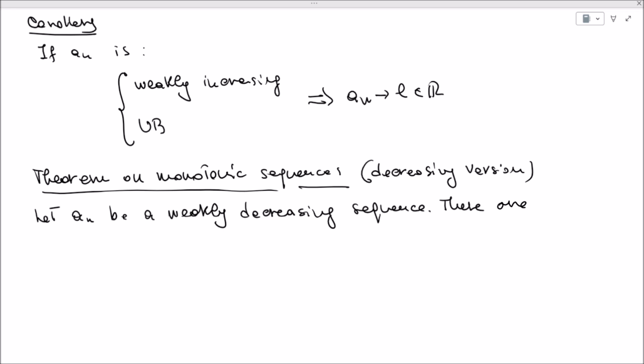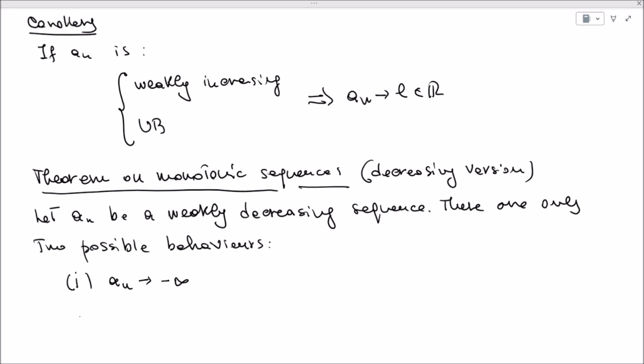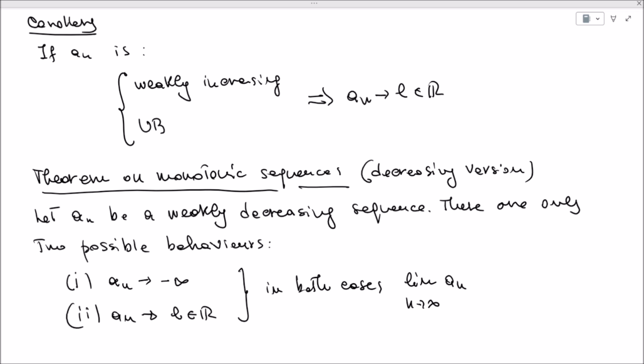There are only two possible behaviors. First, an diverges to minus infinity, or an is convergent to a real limit L. And in both cases, we can say that the limit of an as n tends to infinity is just equal once again to the supremum of an for all natural numbers n. Okay?